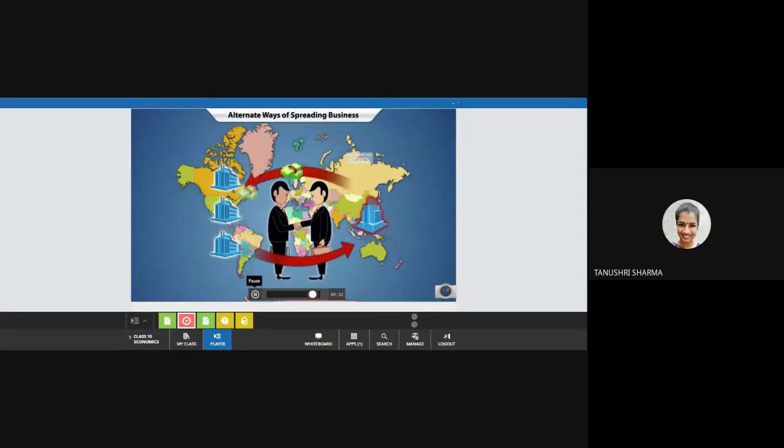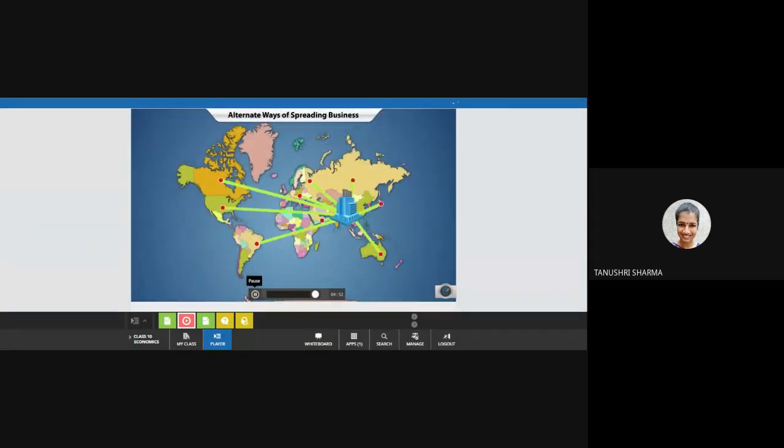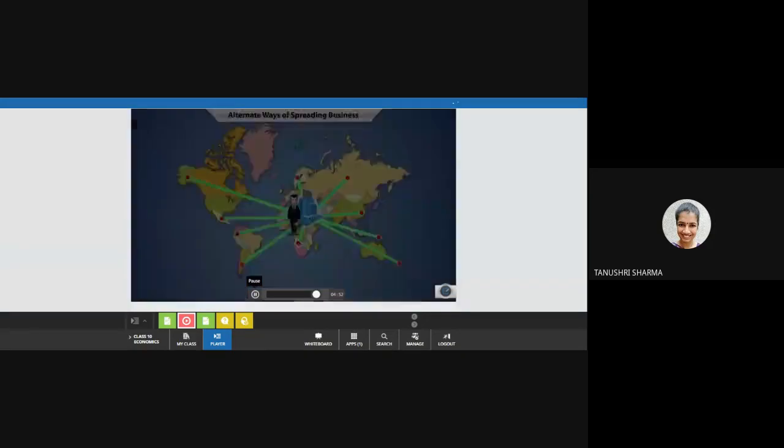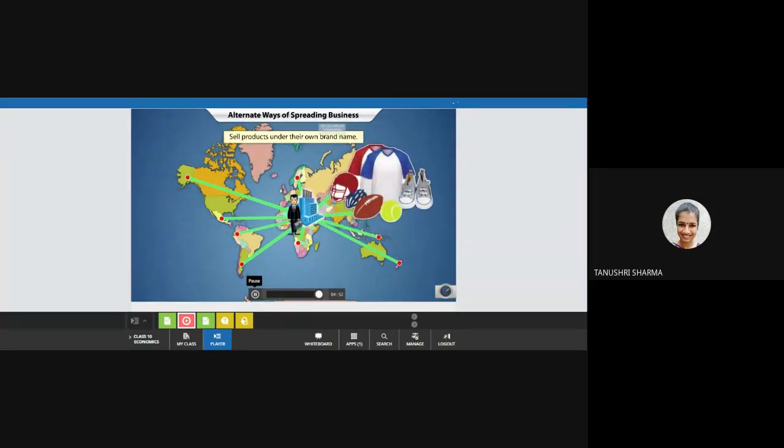One way by which MNCs spread their influence across the globe is by buying local companies which have a broad local market base. This helps the MNC to rapidly expand their business in this new market after the acquisition process is over. Some MNCs also buy local products from a number of small producers who are located all over the world. They then sell these products under their own brand name. Sports goods, garments and footwear are a few products where this method is prevalent.